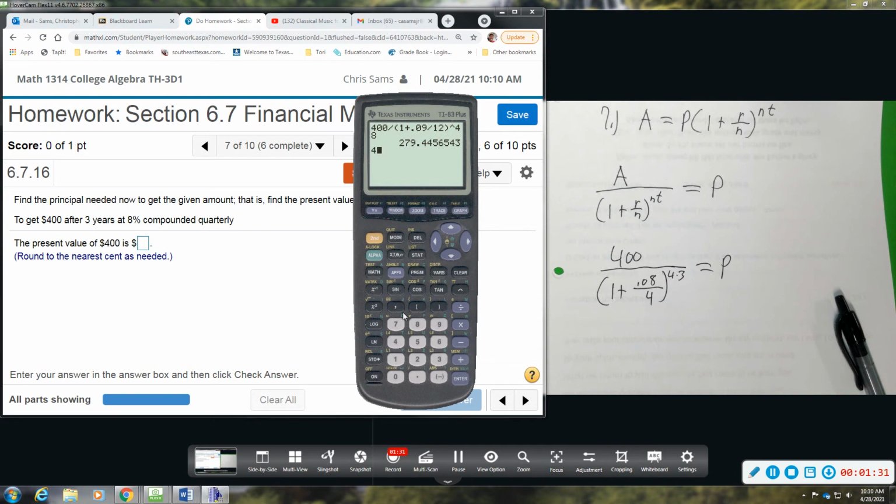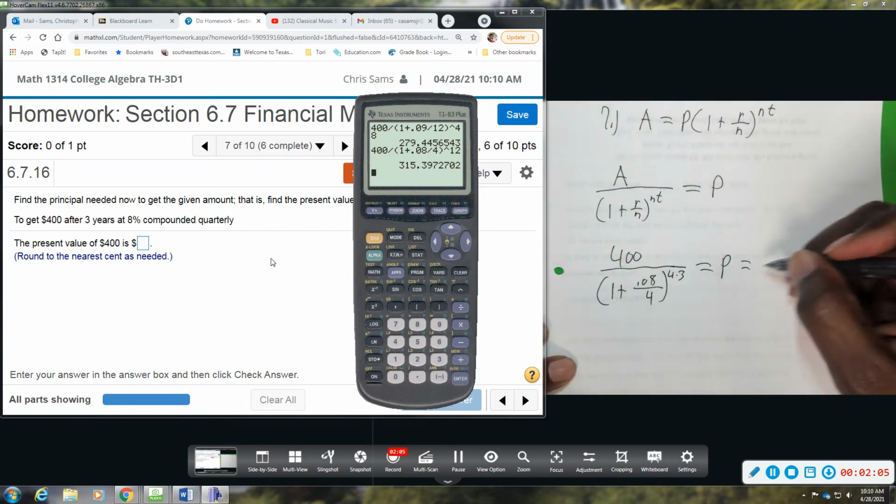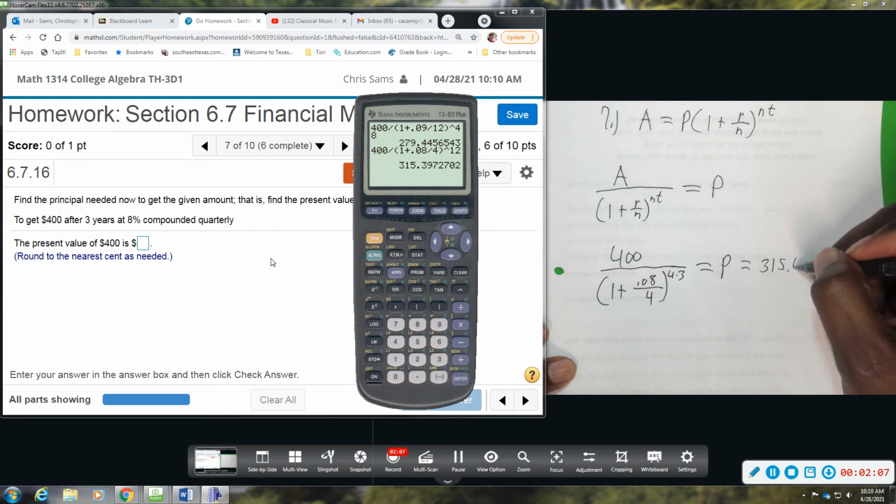So again, 400 divided by, open parentheses, 1 plus 0.08 divided by 4, close, and then we're going to raise it to 4 times 3. We'll just put a 12 here, raise it to the 12th power. And we get 31540 because this 7 will round the 9 up, and then the 9 will carry over. So 31540. So P equals 31540.